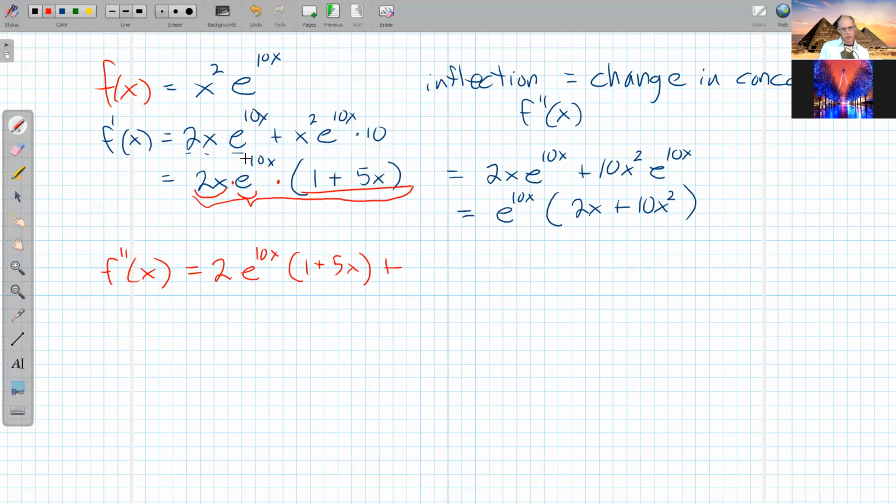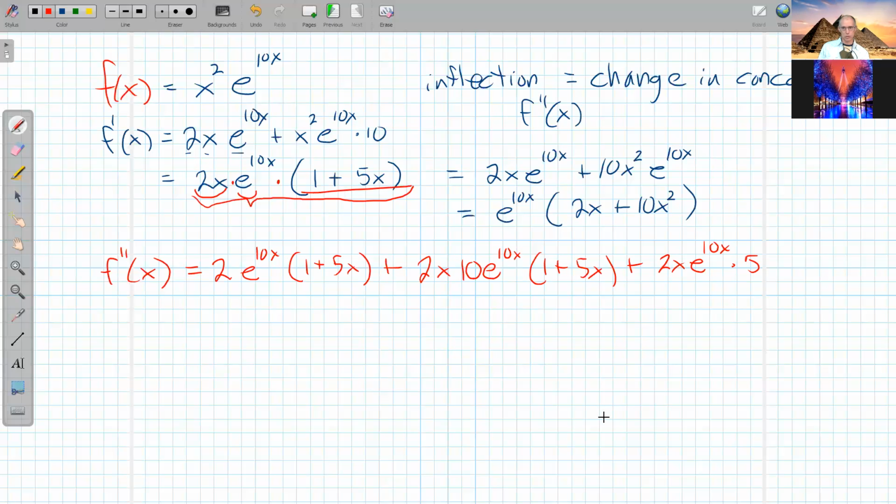Plus, then we take the derivative of the middle function and leave the other two alone. So I'm going to write 2x. The derivative of e to the 10x is 10 e to the 10x. And then I still have the 1 plus 5x hanging out. And then finally, I leave the first two alone and just take the derivative of the third one. So that would be 2x e to the 10x, and the derivative of 1 plus 5x is just 5. So that right there is the second derivative.